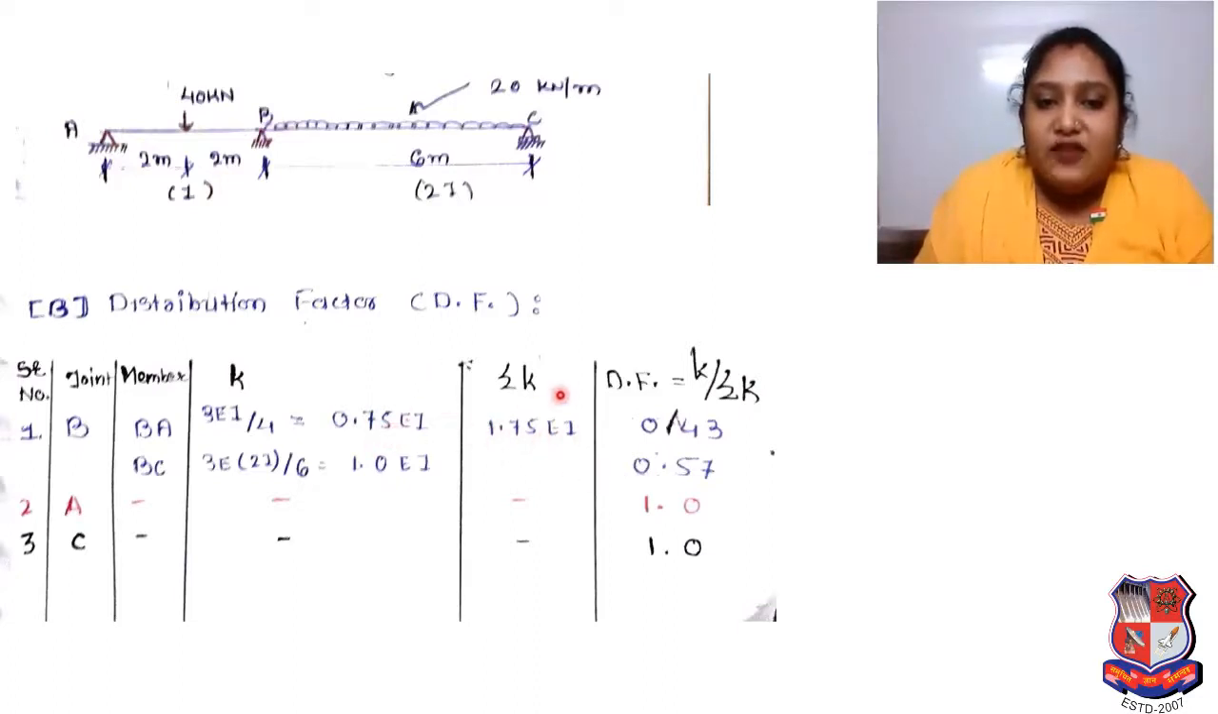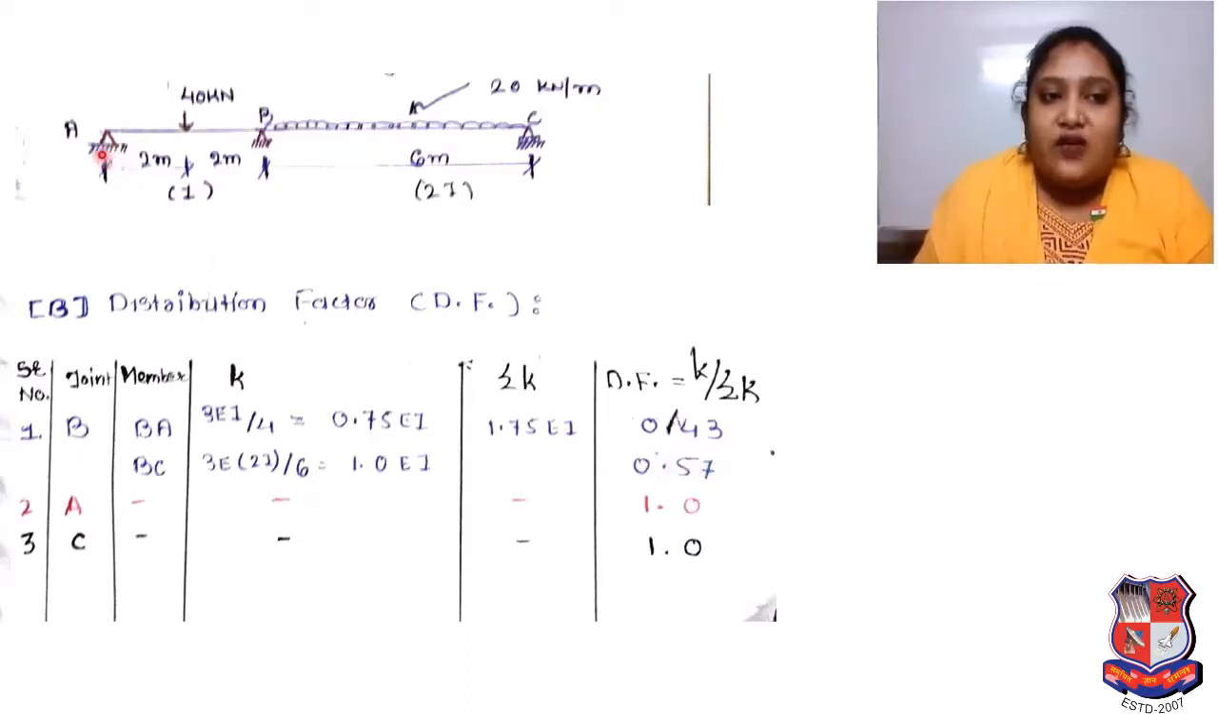So EI will be cancelled. Okay. So as per that we will get our distribution factor over here. Then for member BC, K upon sigma K. So K is 1 EI upon 1.75 EI. So as per that we will find distribution factor.